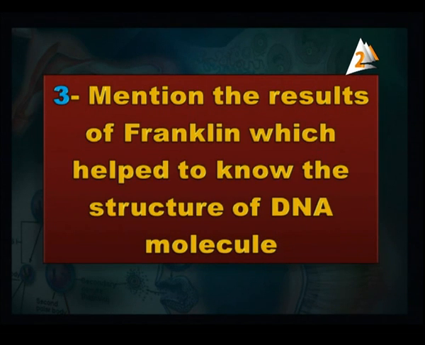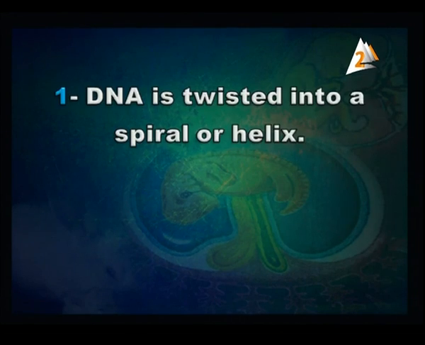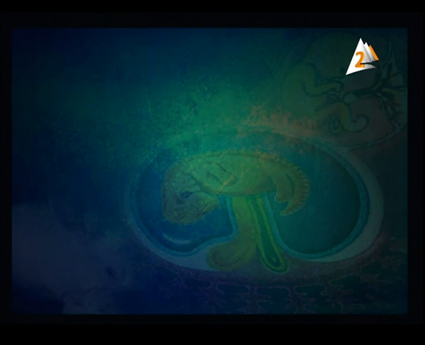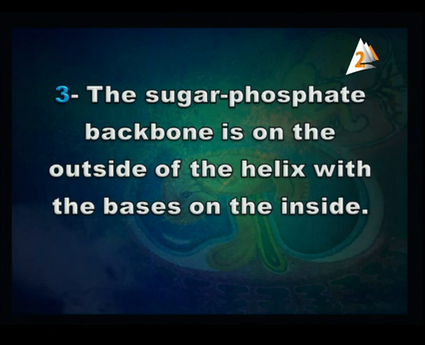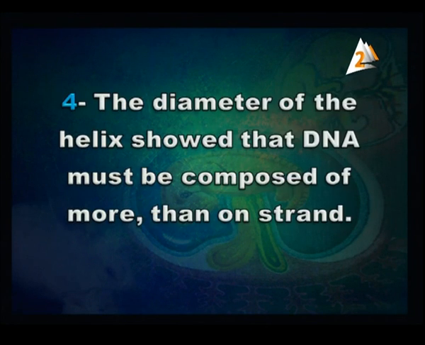Mention the results of Franklin, which helped to know the structure of DNA molecule. The answer is going to be, there are 4 points, and please concentrate with me. First, DNA is twisted into a spiral or helix. The bases are perpendicular to the length of the fiber. The sugar phosphate backbone is on the outside of the helix with the bases on the inside. The diameter of the helix showed that DNA must be composed of more than one strand.